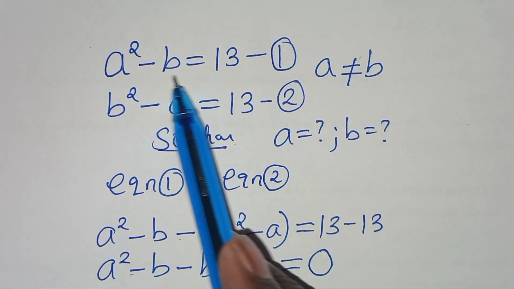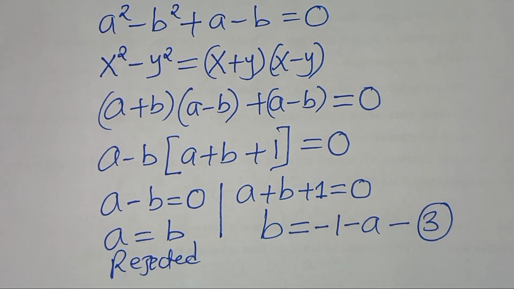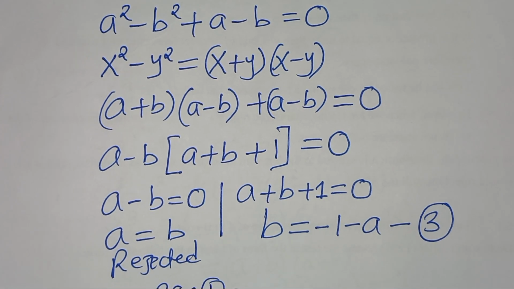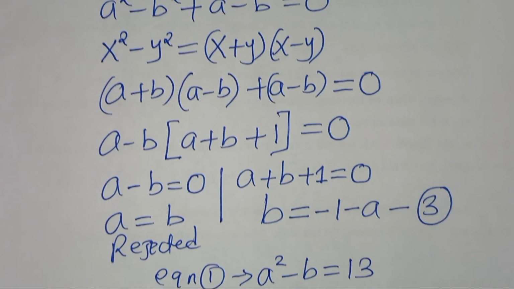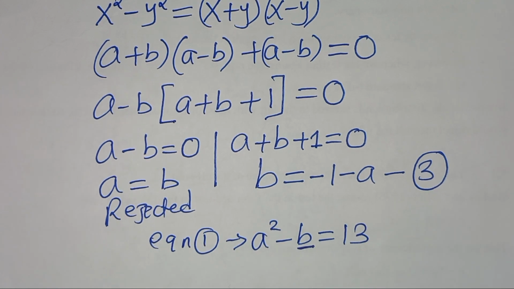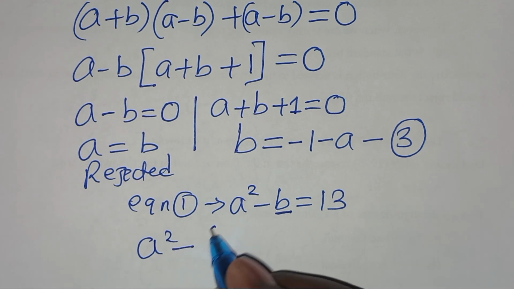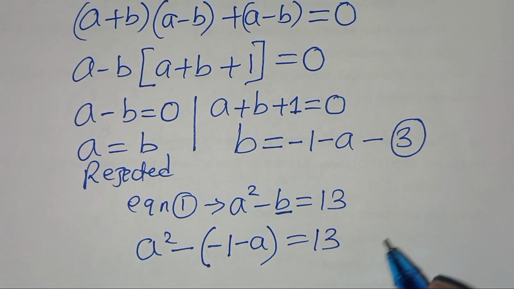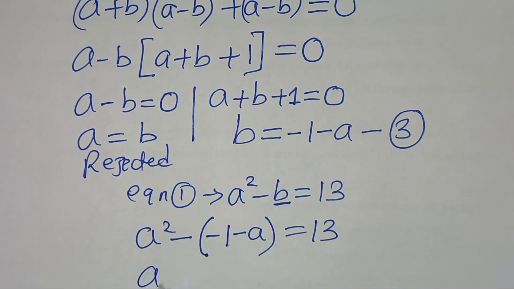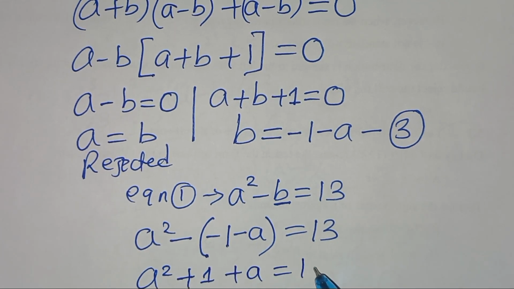Equation 1, we have a squared minus b, this is equal to 13. Substituting the value of b here, this means we have a squared subtract b, which is actually minus 1, subtract a, equal to 13. So this is a squared, minus times minus, this is plus 1, minus times minus a, this is plus a, equal to 13.